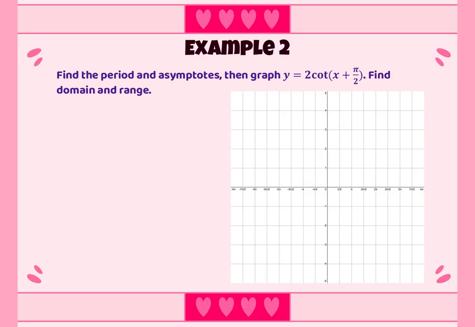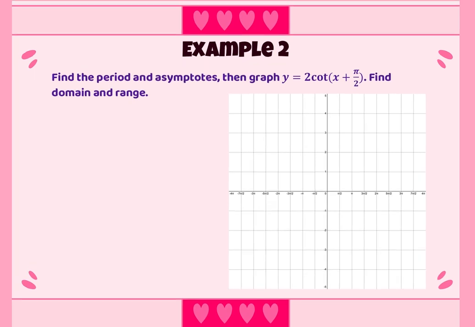All right, let's jump in. This says find the period and the asymptotes, then graph y equals 2 cotangent of x plus pi over 2, and find the domain and range. All right, so start with, first of all, what's the A on the front do?